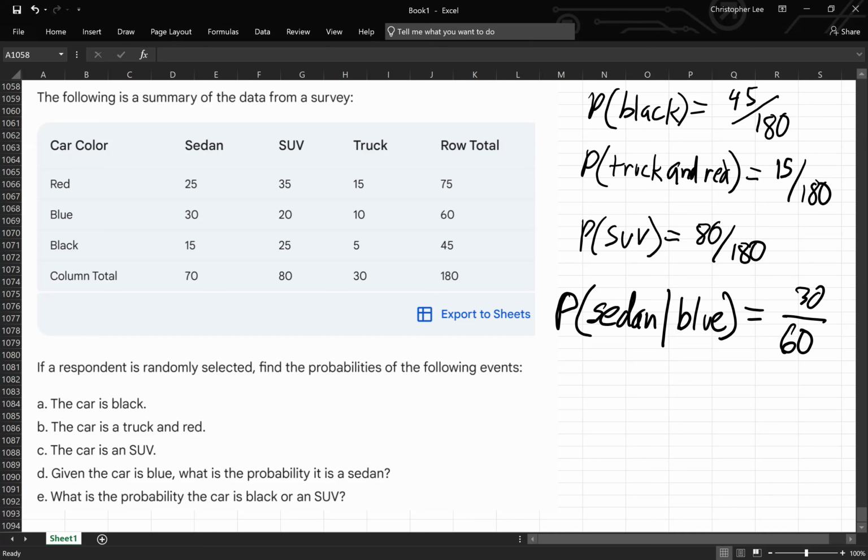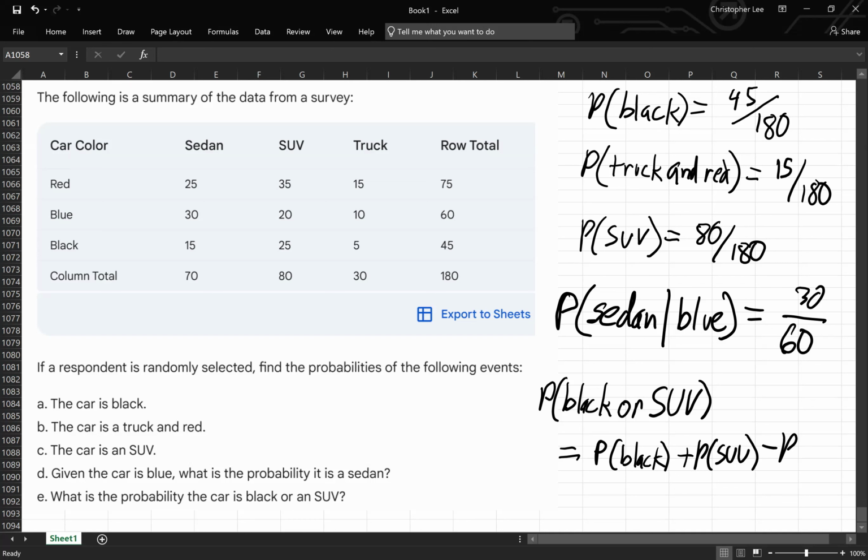All right, last one. I want to know the probability of black or SUV. So real quick, it's the probability of black plus the probability of SUV minus the probability of both. I ran out of space, that's why I'm doing it like that.